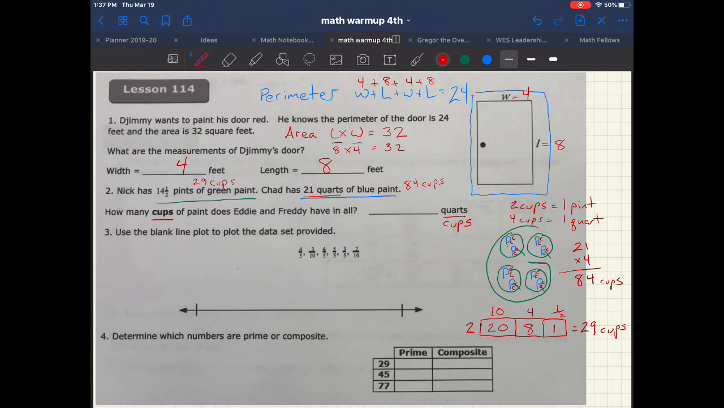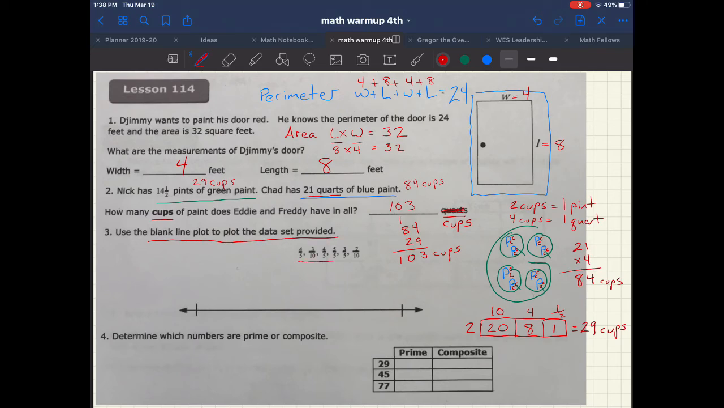So altogether, we'll have to add that up. We had the 84 cups and the 29 cups. Looks like 103 cups. 103, and we are saying cups. You could change this to quarts by dividing by 4, and if you want to go ahead and do that, feel free.